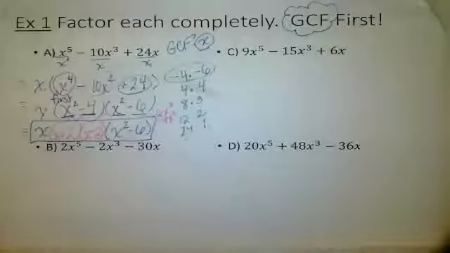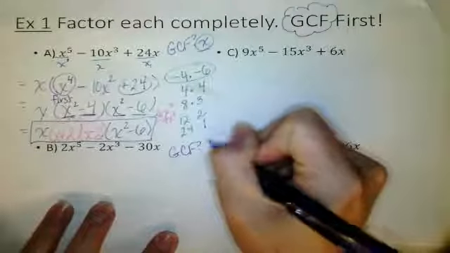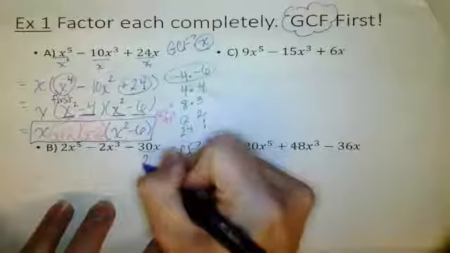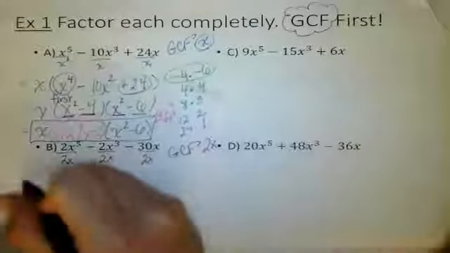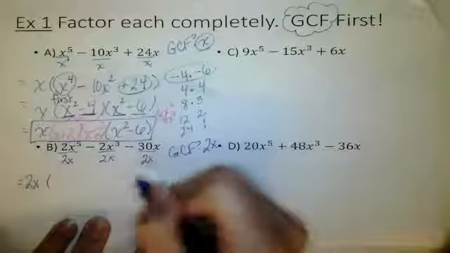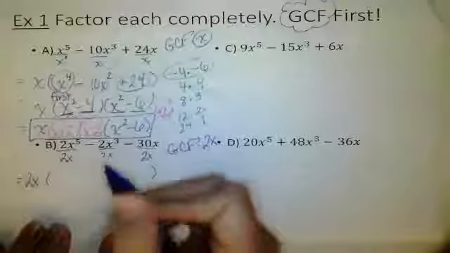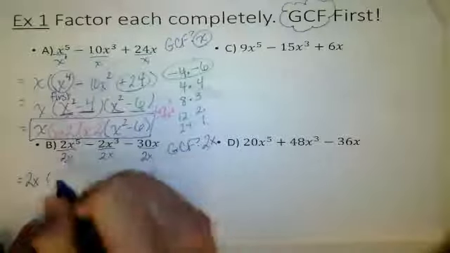Okay. Letter B, we've got 2x to the 5th minus 2x cubed minus 30x. Is there a GCF? 2x. Everything is divisible by 2, and everything is divisible by x. So I'm going to take out a 2x from every single term and pull that out in front. What are the leftovers? What happens to the 2's? Oh, yeah, just x to the 4th.